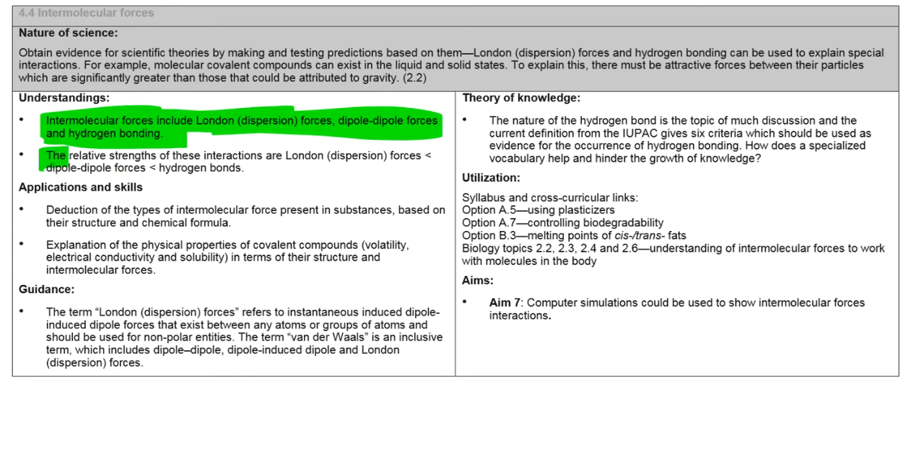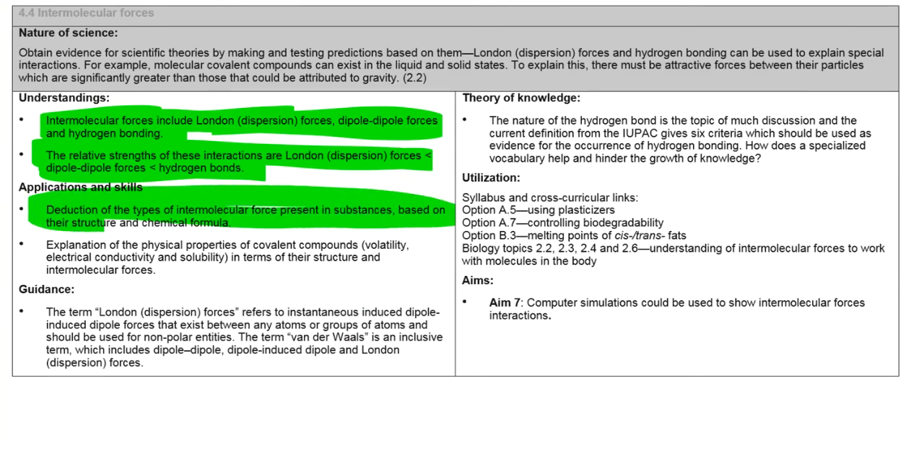So this is, again, reiterating the point on strengths. Deduction of the type of intermolecular forces based on structure and chemical formula. Generally, chemical formula should be converted to structure so you can see how things bond, because just because you have a hydrogen and an oxygen doesn't mean you have a hydrogen bond. Sometimes it could be an aldehyde where the hydrogen bond is not present.